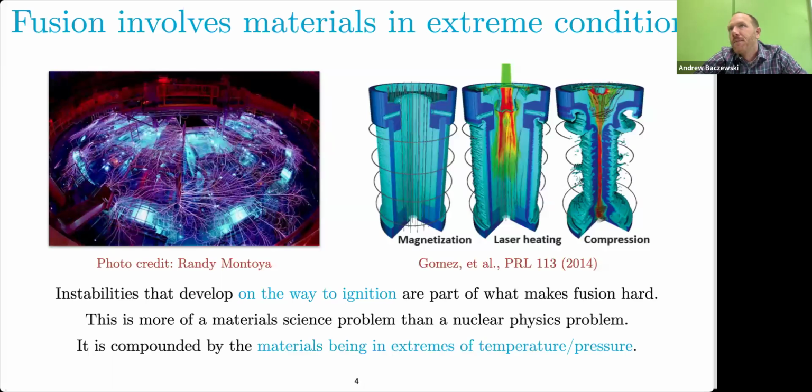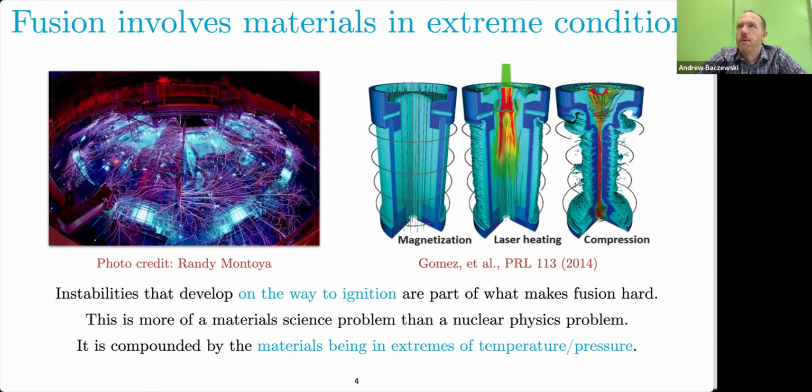And in particular, on the right-hand side of my slide, you'll see an example of cartoons from simulations of a target design for a concept called magnetized liner inertial fusion. Some of the first experimental demonstrations of which were published in PRL back in 2014.